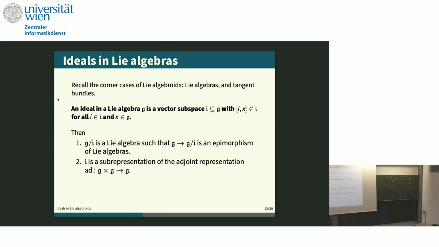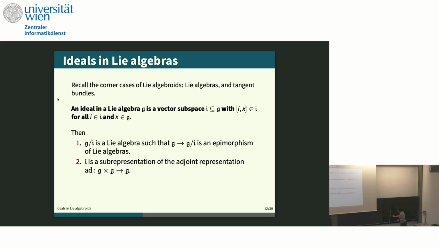So recall, and that's how I really want to structure these lectures: we have two corner cases of Lie algebroids, namely Lie algebras and tangent bundles. In the context of tangent bundles, you will not talk about ideals. I mean, that's not really something standard. But in the context of Lie algebras, in that corner case, we have a notion of ideal, which is really important for the classification of Lie algebras, for the representation theory, and so on. So an ideal in a Lie algebra is a vector subspace that brackets the whole Lie algebra into itself.